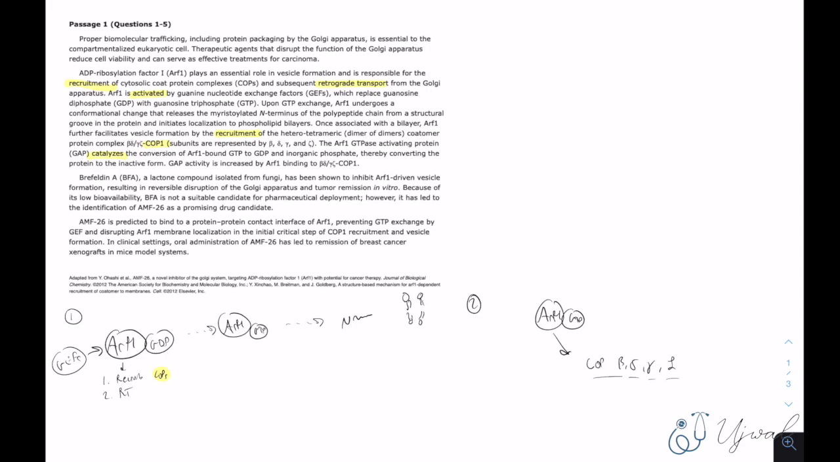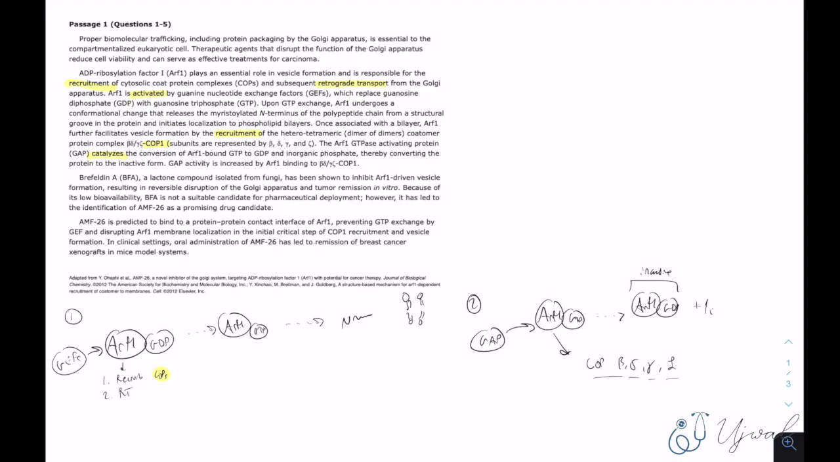We see that we're going to have this guy, GAP, come on in, convert this into ARF1 with the GDP. Well, they're connected, obviously. GDP plus inorganic phosphate, and this is actually in the inactive form. That's an important piece of information for me.